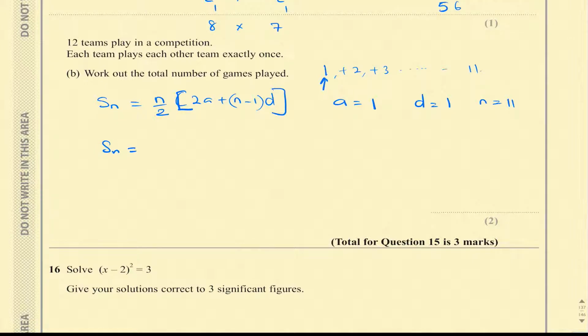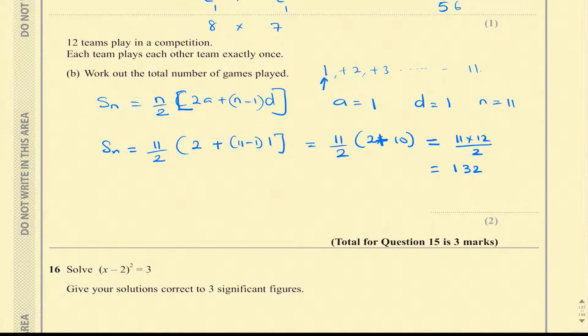So Sn equals 11 over 2 into bracket 2 times 1, which is 2, plus 11 minus 1 times 1, which is equal to 11 over 2 into bracket 2 plus 10, which equals 11 times 12 over 2. 11 times 12 is 132, divided by 2, and that will give us 66.